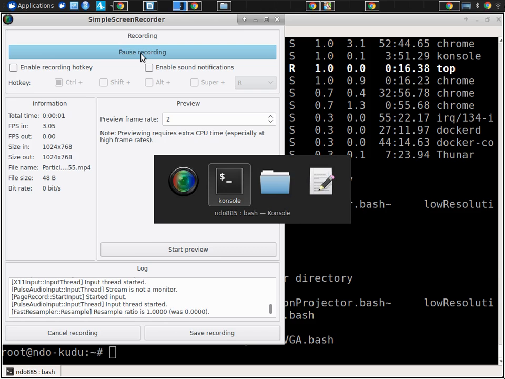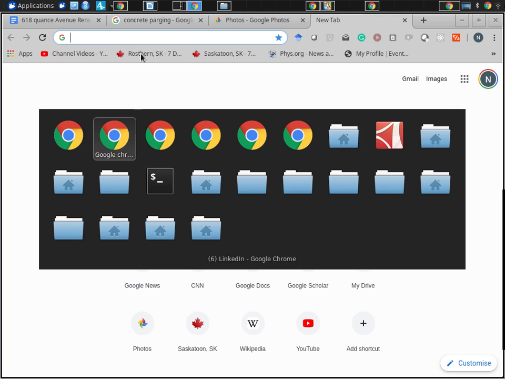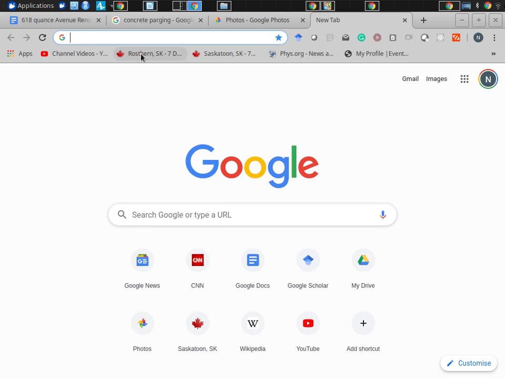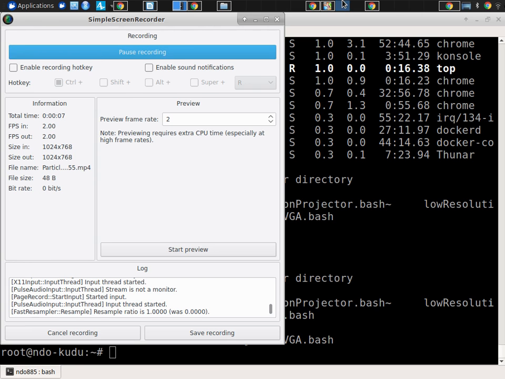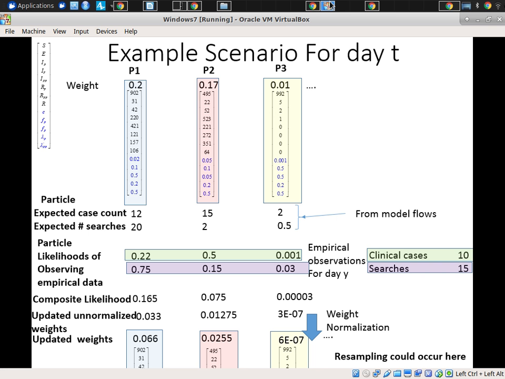A question came up about the relationship between, on the one hand, the weight updates, on the other hand, the normalization, and on the other hand, the resampling process. I just want to re-examine that again to remind people. So you may remember this slide from this morning, right?